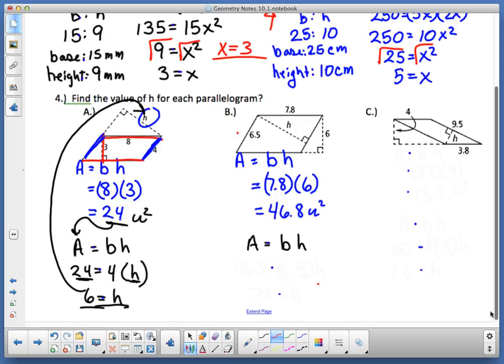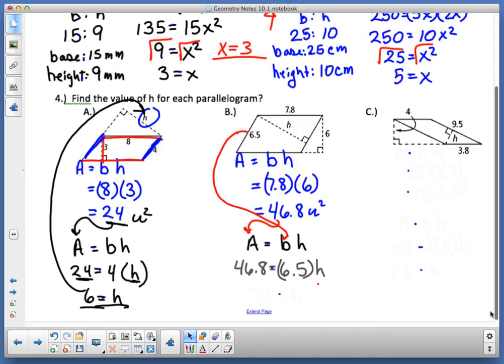We're going to pop that 46.8 right in here. And we're going to use the 6.5 in for B. So 6.5 is going to go in right here for B, and H is what we're going to find. So as we go through, we got 46.8 equals 6.5 times H, and I'm going to divide to find H. And 7.2 is H, okay?